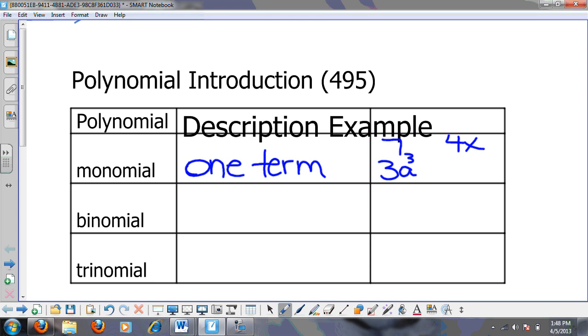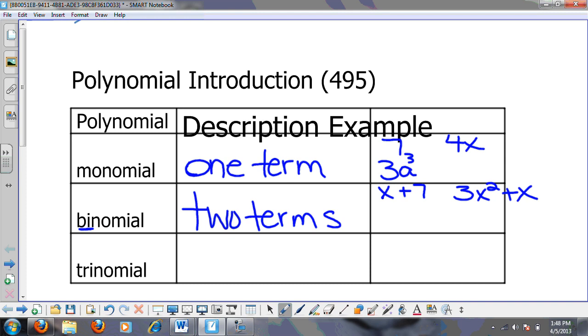Binomial. Using our prefix clues, bi is going to mean 2 terms. Okay, so if you think of something that has 2 terms, maybe it's x plus 7. That's 2 monomials together, x and 7. Or maybe it's 3x squared plus x. That is a binomial. So if you can come up with one more.